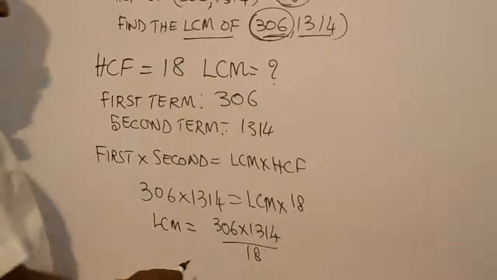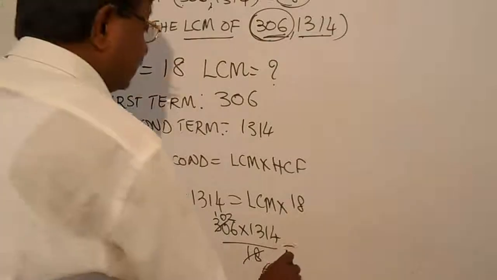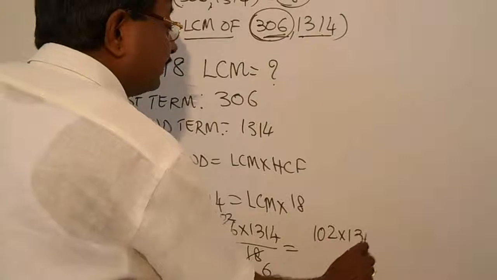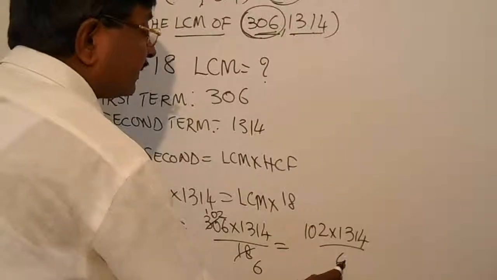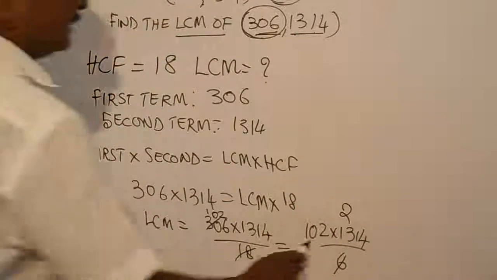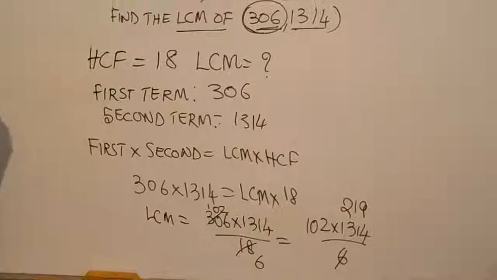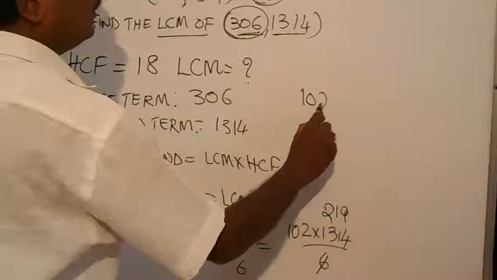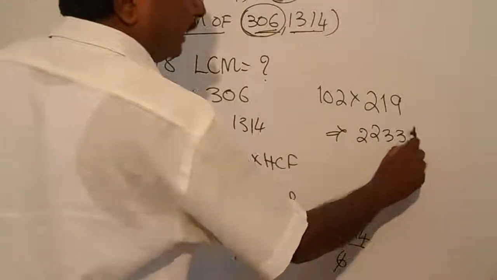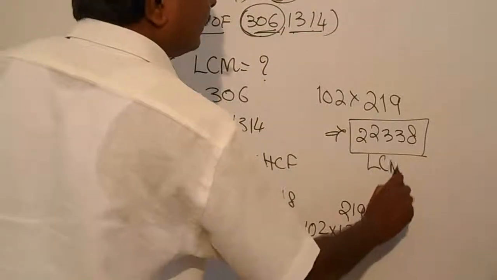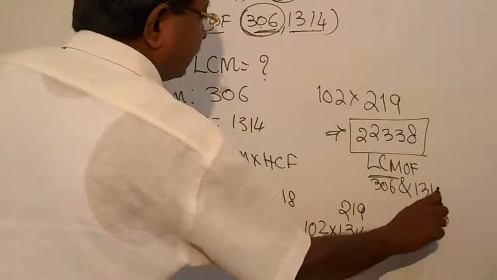I will do the simplification here: 306 divided by 18 gives 17. So the answer is 17 into 1314 divided by 1, which can still be simplified, and we get 17 into 1314, which equals 22,338. That is the LCM of 306 and 1314.